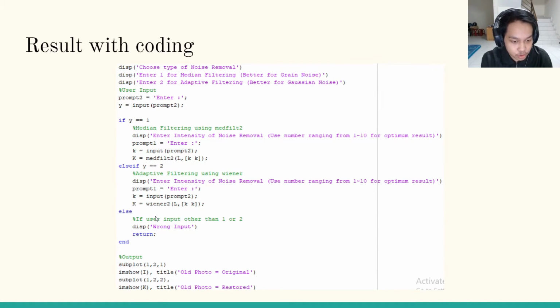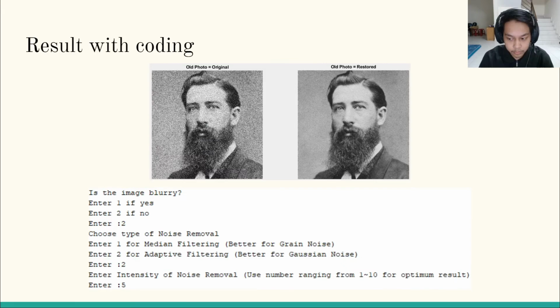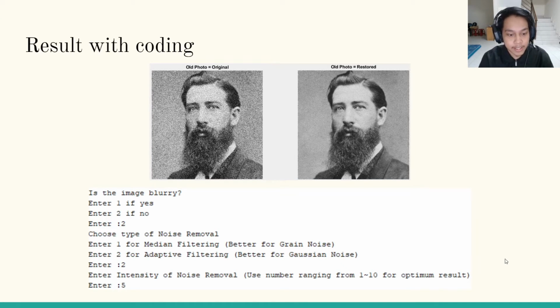And if the user chooses other than 1 or 2, the system will display wrong input and end the system. So if the user has done everything correctly, then the system will provide an output, which will compare between the old photo, which is the original photo, and the photo after the image has been restored. This is an example of the output if the image is not blurry and has Gaussian type noises.